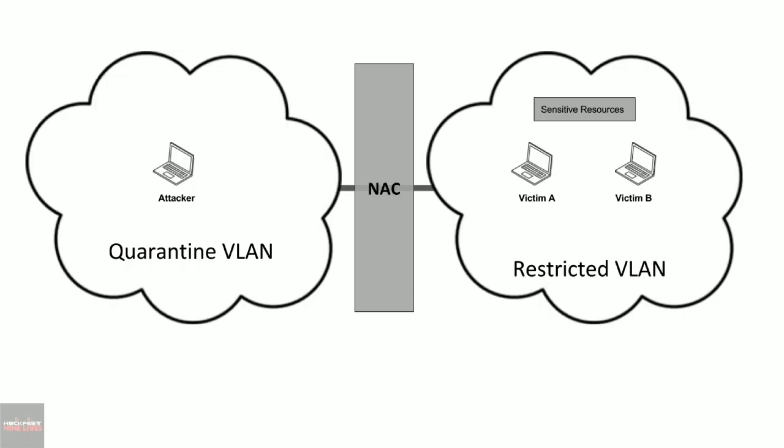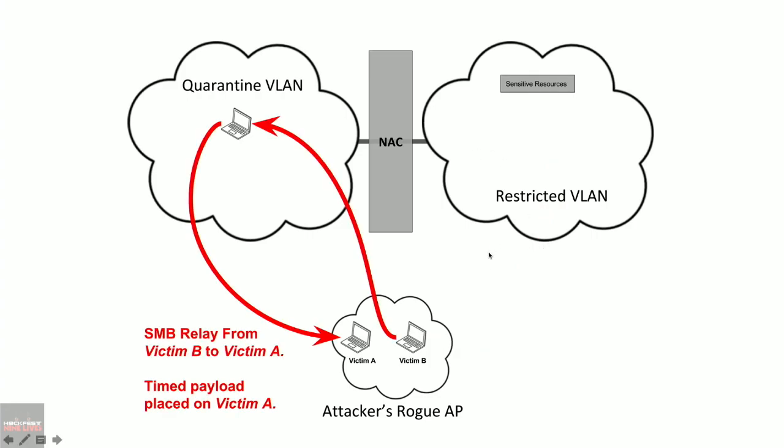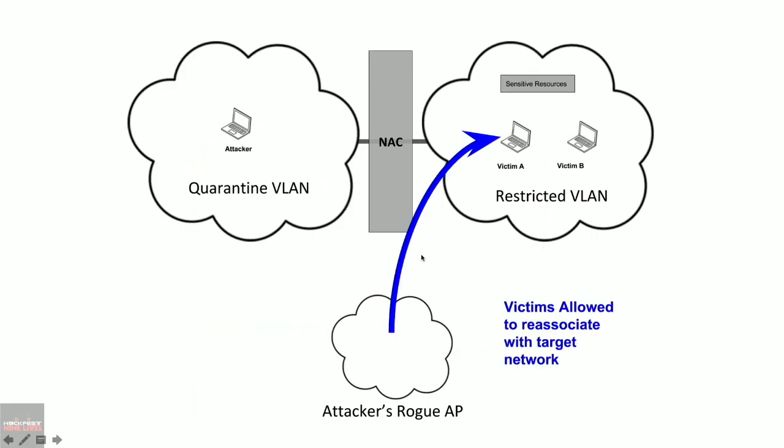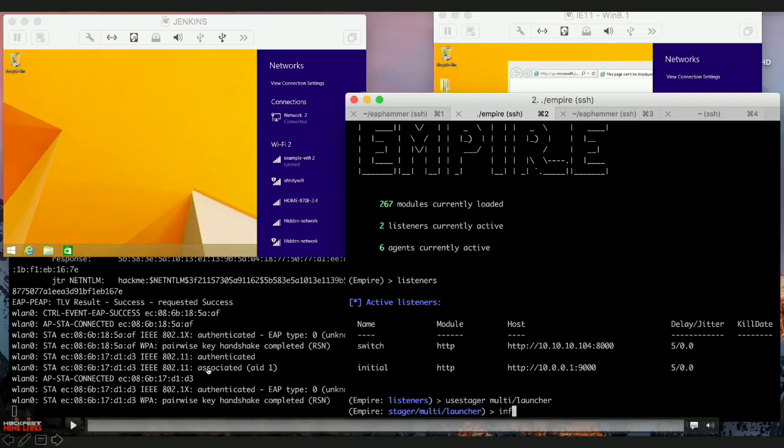A better way of doing this is to use an SMB Relay attack. Say that we have two victims, with an account that can access both. Do the same thing, force them to connect to your second wireless device, perform the SMB Relay attack from one to the other, and then once again kill your rogue AP and allow them to reassociate with the target network. Now you just wait for the reverse shell, and you bypass the NAC once again. So a quick demo of this happening.